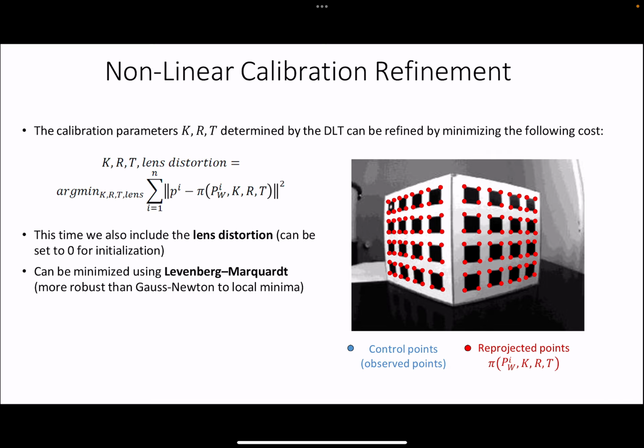And here, the distance between blue and red is very small. That means our reprojection error is very small, so that our camera parameters, the combination of K, R, T, and lens distortion, can explain this kind of prepared correspondence between 3D and 2D points. So finally, we can get K, R, T, and lens distortion way better than the initial calibration results based only on the DLT method. That is the reason why we further apply nonlinear calibration refinement.